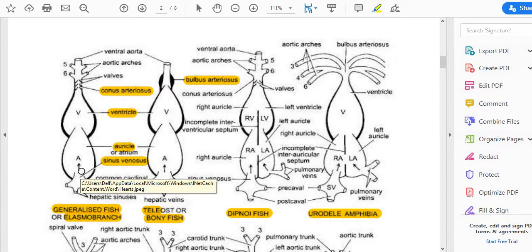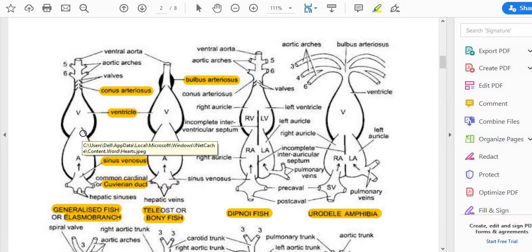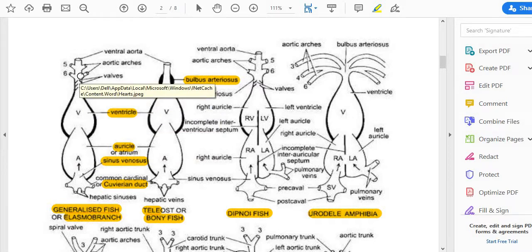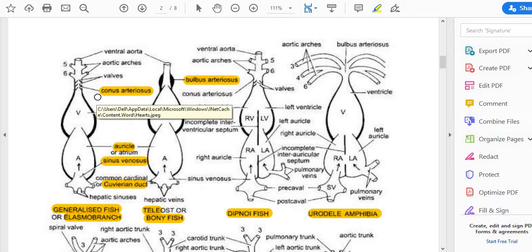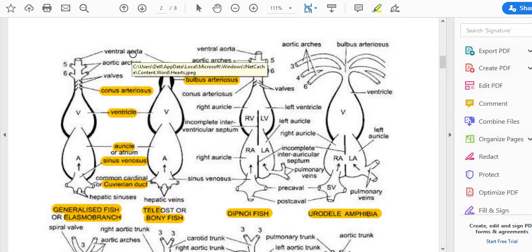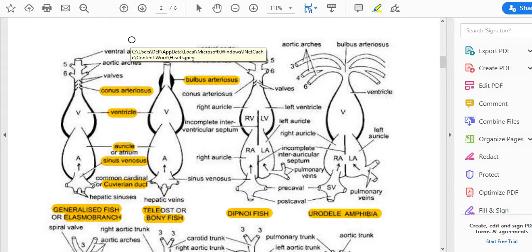In between the sinus venosus and auricle, we can find a valve called the sinoatrial valve. In between the atrium and ventricle we also find a valve, called the atrioventricular valve. Near the conus arteriosus, we find semilunar valves, which are arranged in 3 rows. This conus arteriosus continues as the ventral aorta. From the ventral aorta, the blood goes to the pharyngeal gill slits for purification.